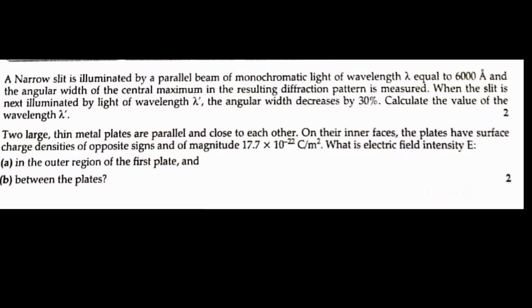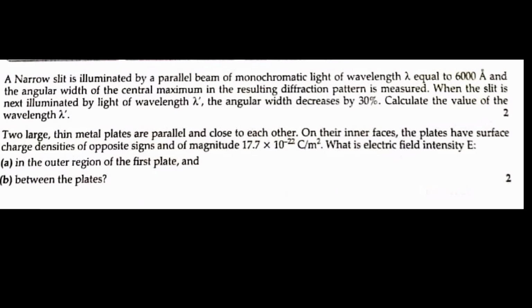The question is, a narrow slit is illuminated by a parallel beam of monochromatic light of wavelength lambda equal to 6000 angstrom, and the angular width of the central maximum in the resulting diffraction pattern is measured. When the slit is next illuminated by light of wavelength lambda dash, the angular width decreases by 30%. Calculate the value of the wavelength lambda dash.